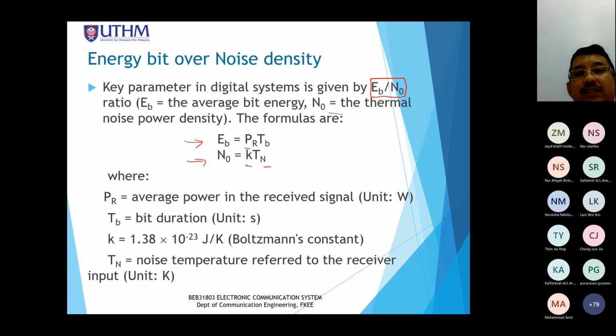In your syllabus, in this chapter 4, we are not playing around with Eb over N0. Not much we will learn about these parameters. You're going to see these parameters a lot in the digital communication subject, in another subject. But in this chapter, we're going to learn briefly about Eb over N0, the energy bit over noise power density.